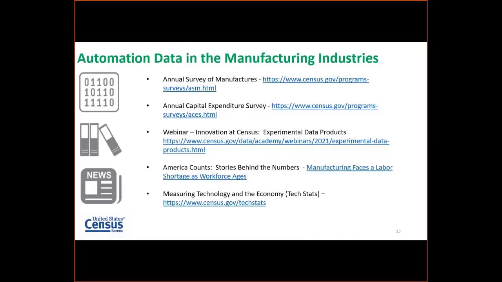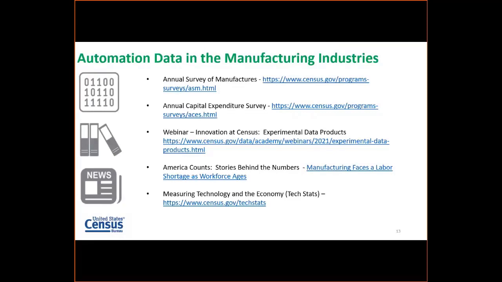This is a resource sheet for additional information on automation data. The first link takes you to the ASM's main page. The second link is to the annual capital expenditure survey. This program has data on robotic equipment expenditures. The third link is a webinar that we recorded earlier that was mentioned on the earlier slide, the Innovation at Census. This includes robotics data from the ASM, and it also dives into the annual capital expenditure survey as well.